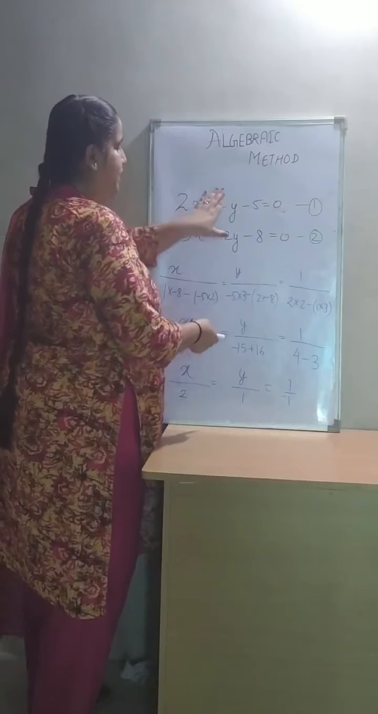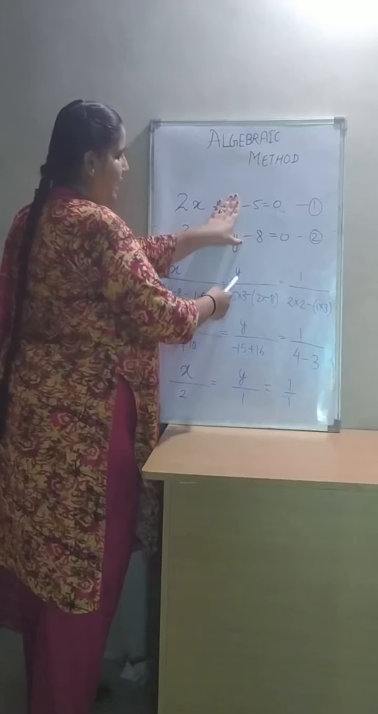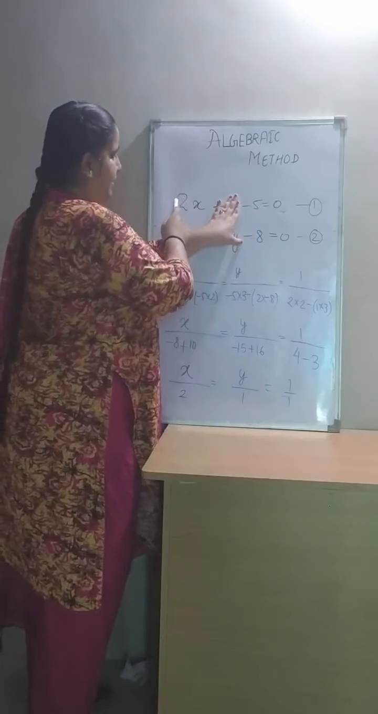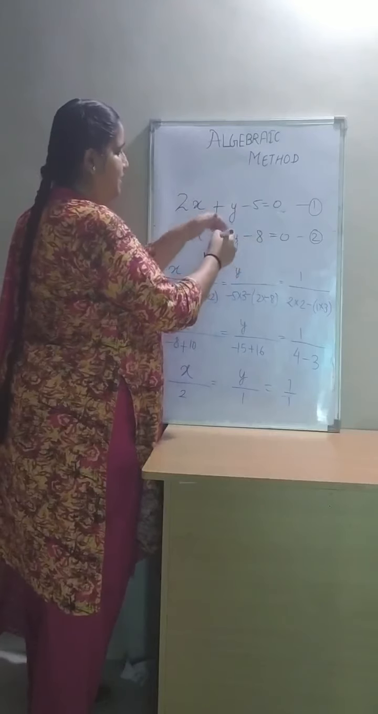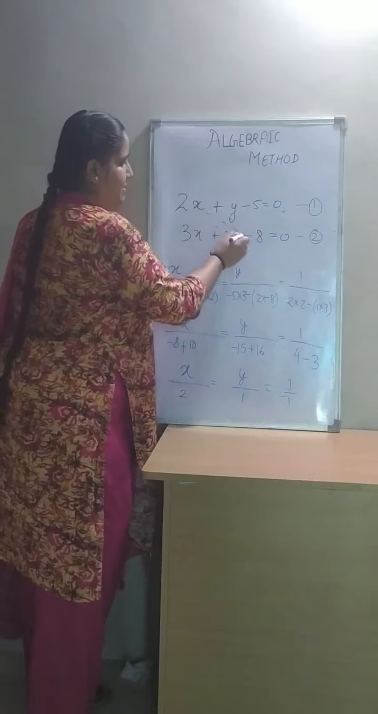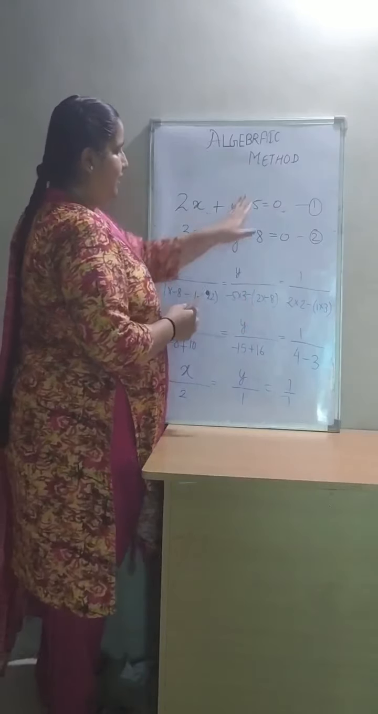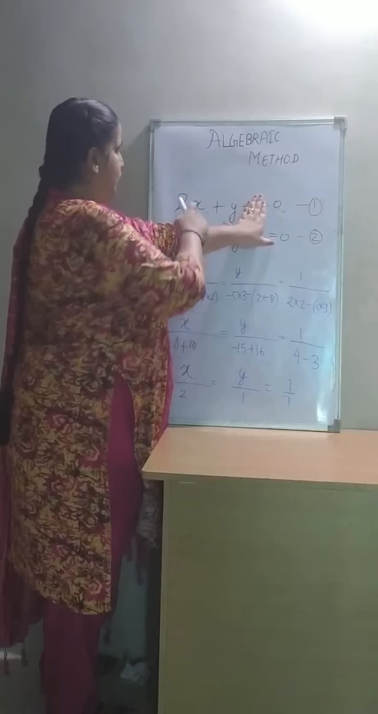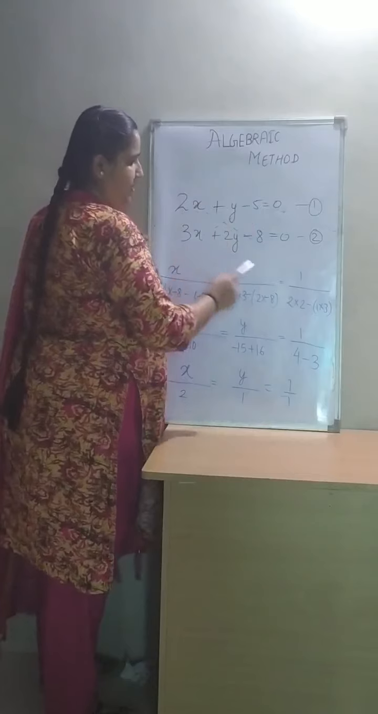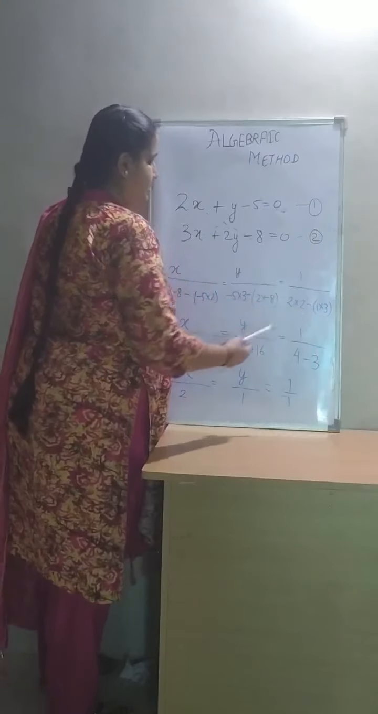For writing the denominator of y, we cover up the portion of y here, and write minus 5 into 3 and 2 into minus 8. A cross is formed here if you look carefully: minus 5 into 3 and 2 into minus 8, with a subtraction sign in between. Again, we cover up the constant term and write 2 into 2 and 1 into 3, with a minus sign in between. Then we need to solve this problem.